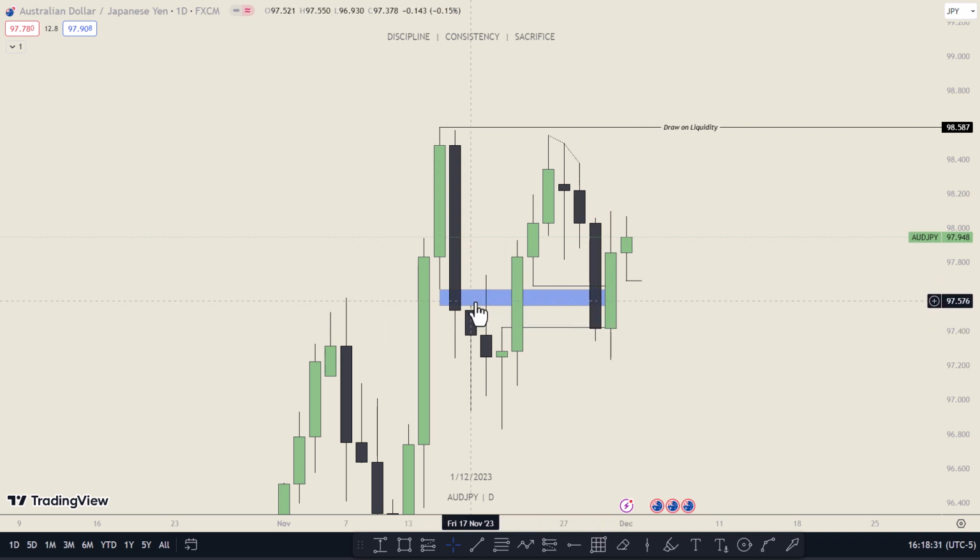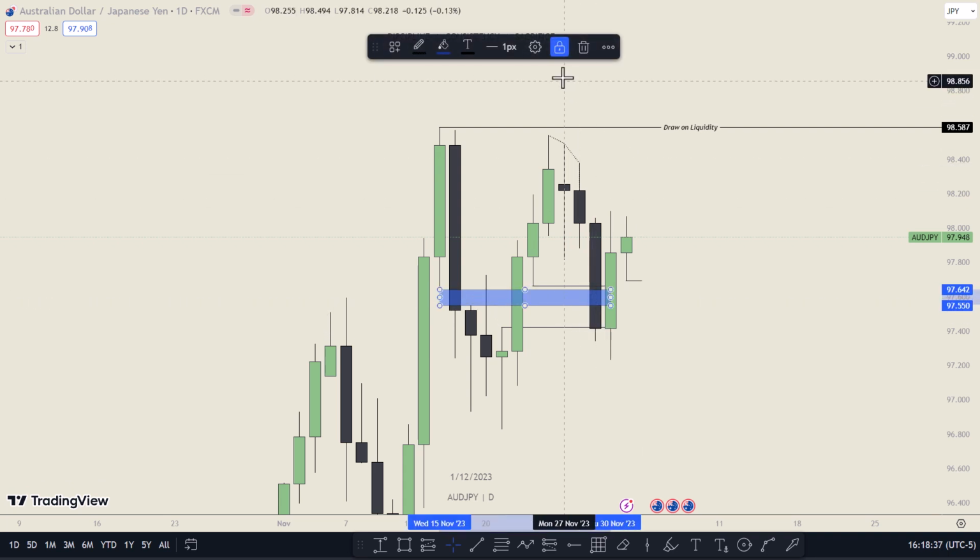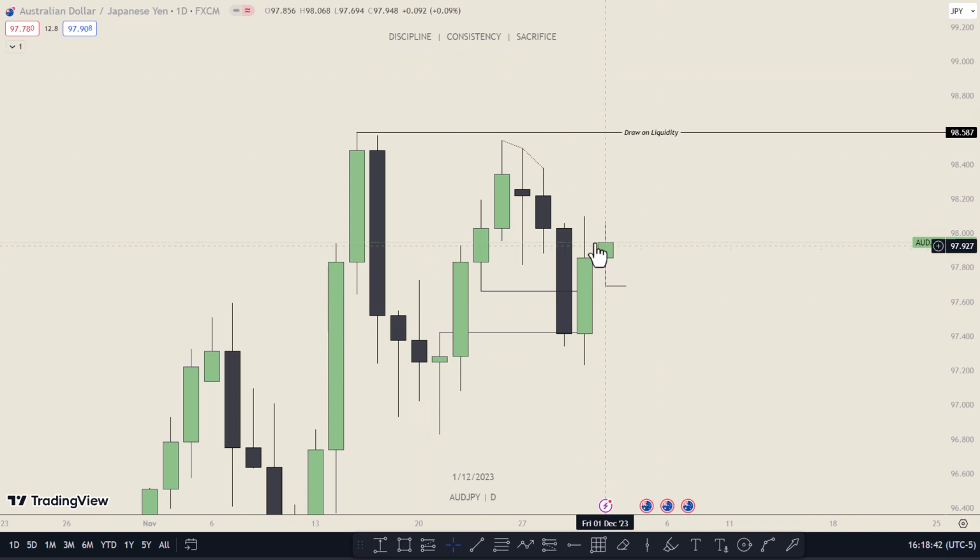We have also this inverted fair value gap, but I'm not really interested in this one because we have violated this. Let's remove it. So we can see that we have returned to this internalized liquidity, and we have also a reason to go to the upside. So all these filled swings right here represent a pool of liquidity. We have also these relative equal highs. So this is the draw on liquidity for this pair right here, the external liquidity.